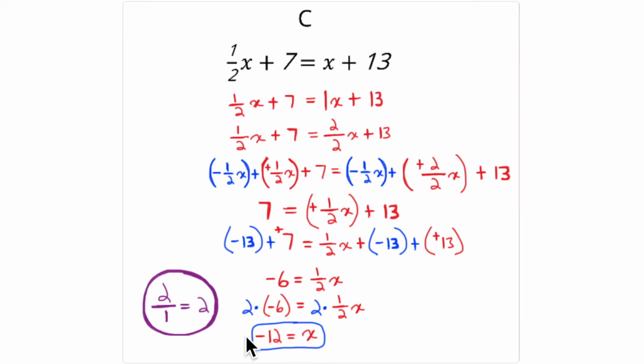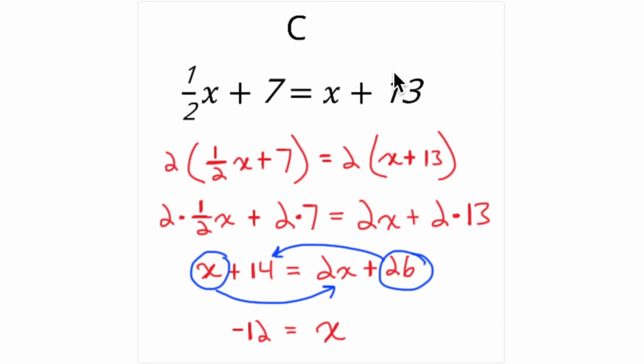As you just say this, if you say 1/2 of some number equals negative 6, well, 1/2 of negative 12 equals negative 6. And so that makes sense. And if you plug negative 12 in up here, 1/2 of negative 12 is negative 6. 7 minus 6 is 1, but it's a positive 1 because there's more positives. And a negative 12 plus 13, well, 13 minus 12 is 1 also. It's a positive 1 because there are more positives. So x equals negative 12 is the solution to this equation up here.